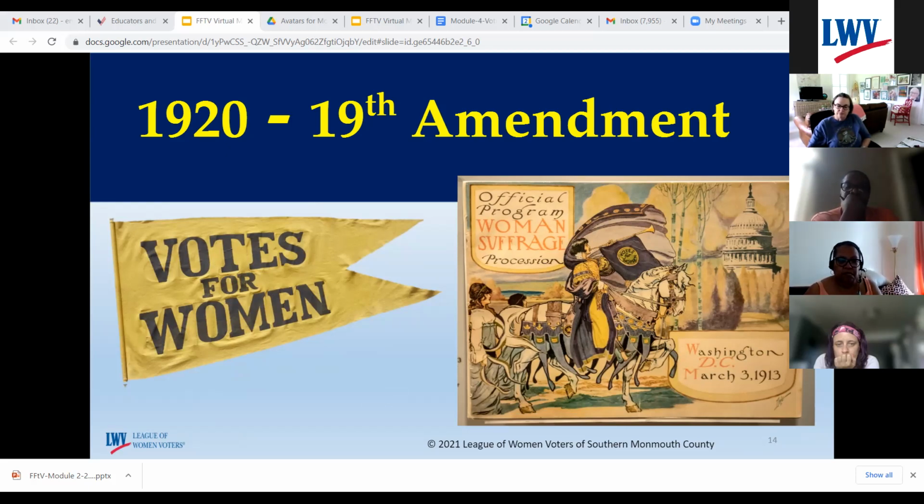Susan B. Anthony and Ida B. Wells were among the most famous. These women marched, they gave speeches, they held protests, they lobbied politicians. The suffragists' fight for the vote, for women's suffrage, took more than 70 years. And that first wave of suffragists, including Susan B. Anthony, did not live to see it happen.